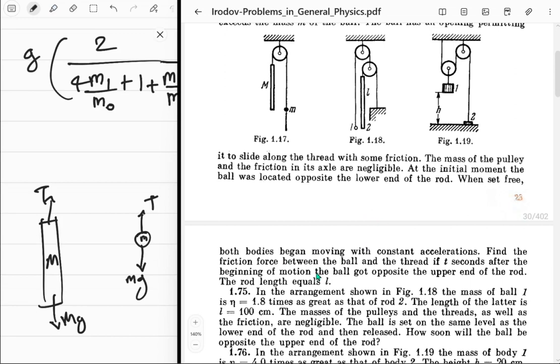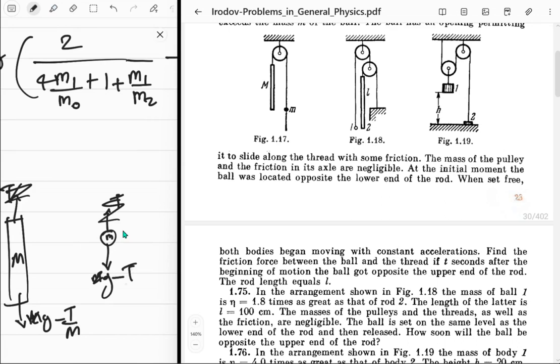Okay, so you have to find. We don't know what t is. Ah, that makes sense. If t seconds after the beginning of motion, the ball got opposite the upper end of the rod. Oh, so with respect to capital M, this ball must have been accelerating upwards. Right. Well, both of these have acceleration g downwards. Actually, no, like g minus T upon capital M, and then I was going to say it also has T upon m upwards. So, clear the idea. And now just subtract this.